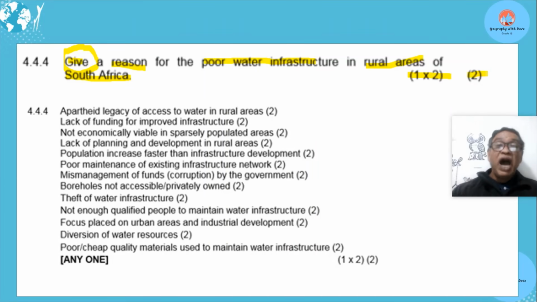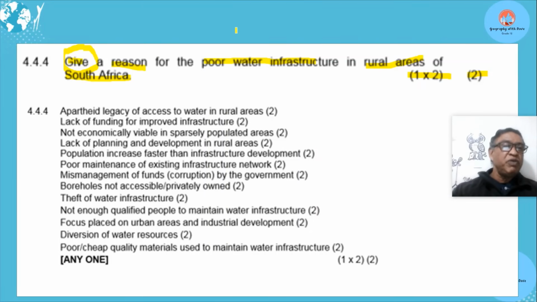Why is the water infrastructure poor? Infrastructure means you pipe water to different areas, especially rural areas. Some places don't have piped water. They still rely on tanks coming in, and sometimes even there's no tanks. They rely on the water sources around them in order to boil them and use them, etc.